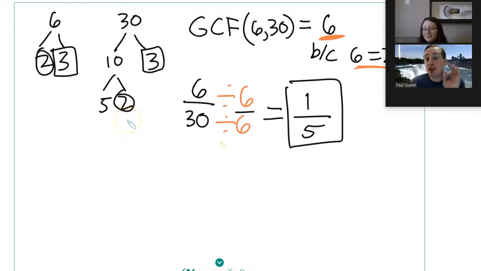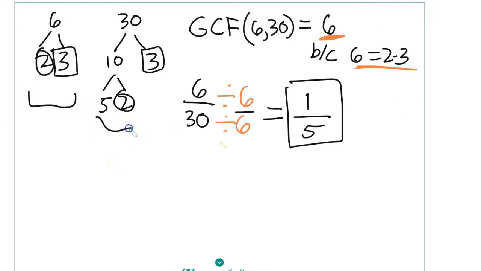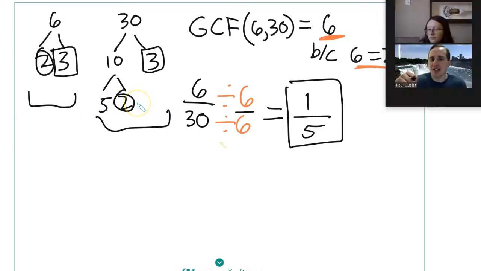But the way to be sure of what the greatest common factor is, is to do the trees and then find what all the things shared are on the bottom. Because whatever they share together, that must be the greatest common factor. Okay, let's try one more example.